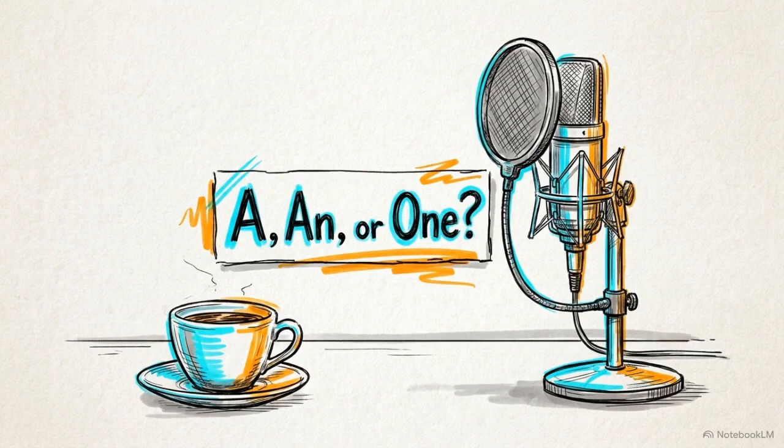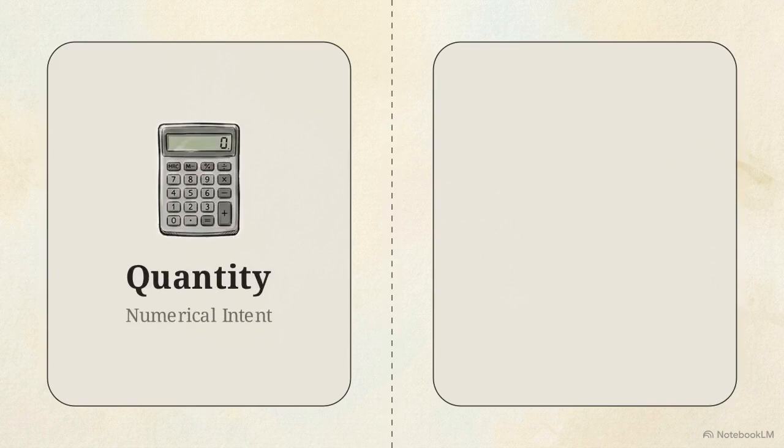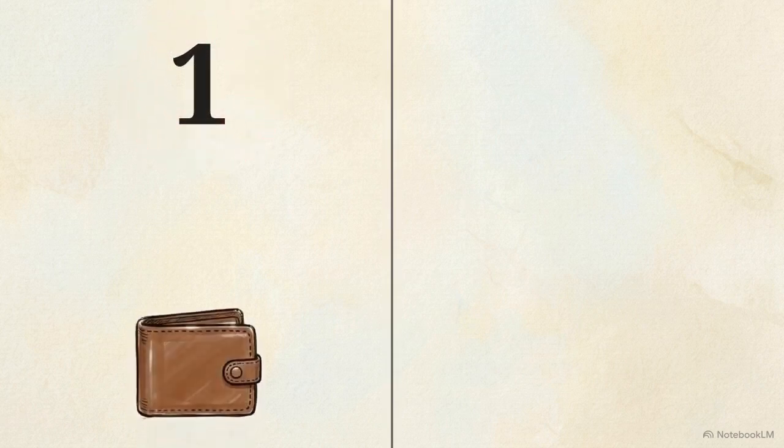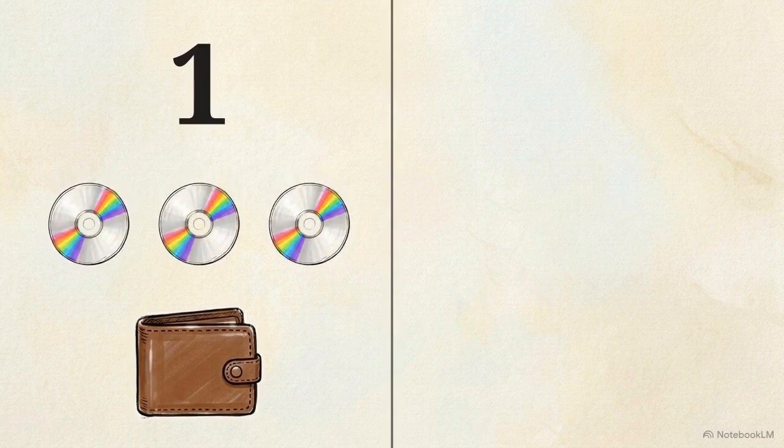Deciding whether to use a, an, or one involves two specific filters: the speaker's numerical intent and the phonetic sound of the word that follows. Look at this split screen. We use one when the exact mathematical quantity is the most important part of the sentence. If I wanted to buy 3 CDs but didn't have enough money, I would say I bought only one.